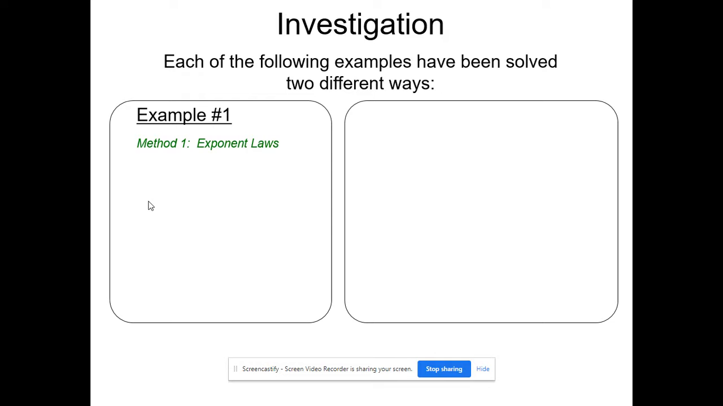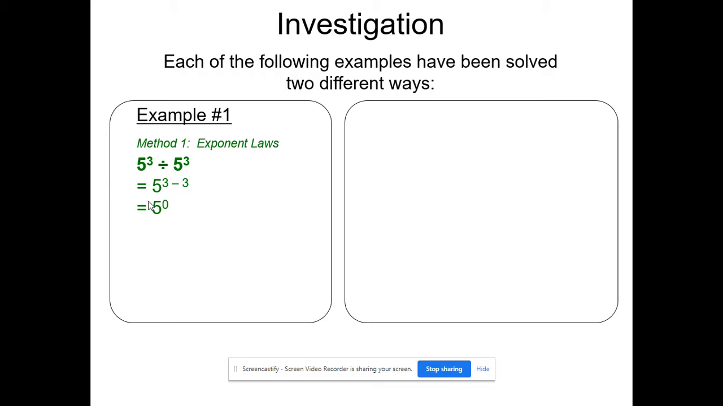So we have the question 5 to the power of 3 divided by 5 to the power of 3. And I'm going to answer this question first using exponent laws. So we learned that when you divide two powers with the same base, you can subtract their exponents. So if I take 5 to the power of 3 divided by 5 to the power of 3, I can subtract 3, take away 3, which gives me 5 to the power of 0.